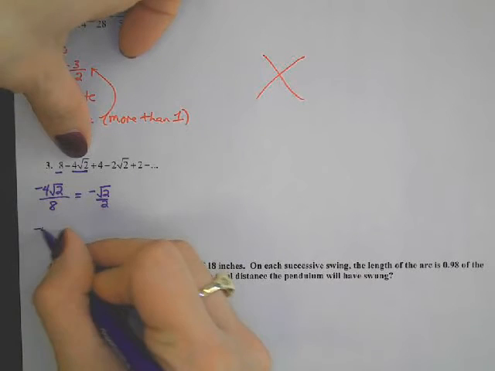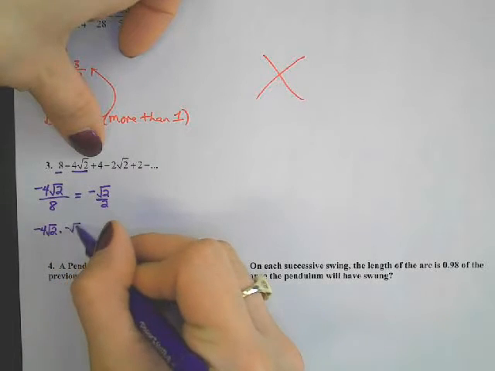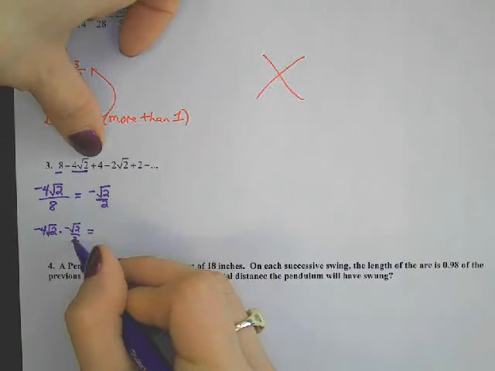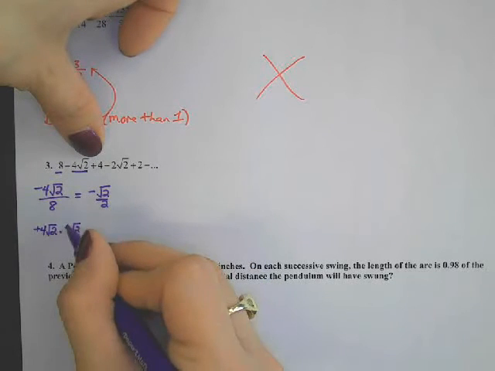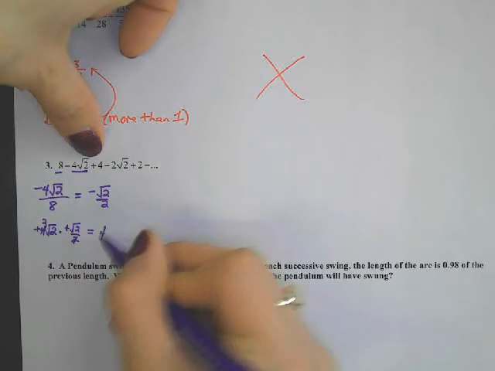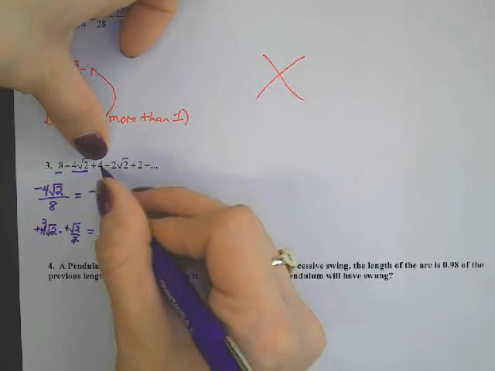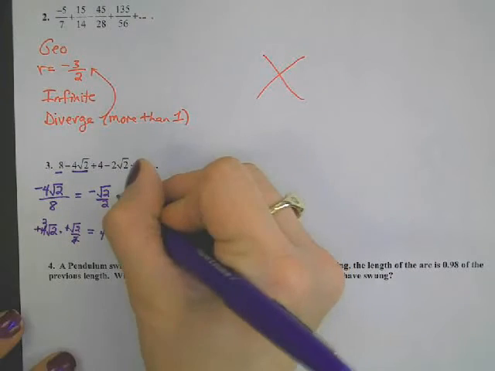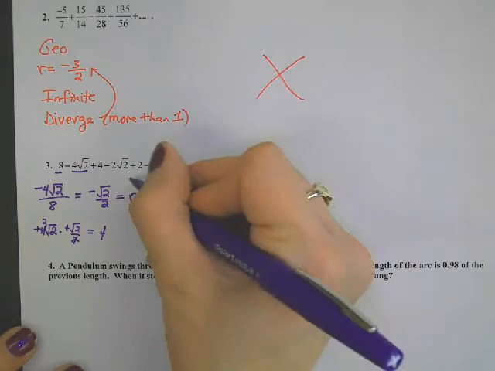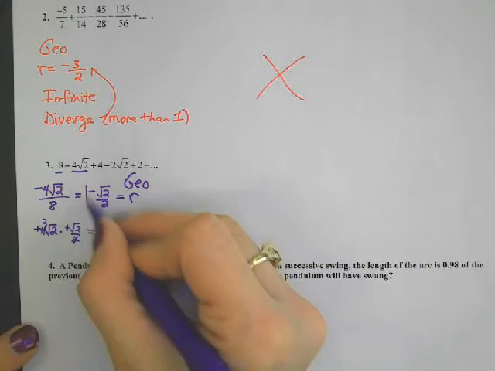Let's take -4 rad 2, multiply it by r, negative radical 2 over 2. The negatives cancel. 4 and 2 cancel. That's 2 times 2, which makes 4. Yep. And then just 4 times that. Okay, so I figured out r, and there it is. So this problem is geometric. Here's the r.